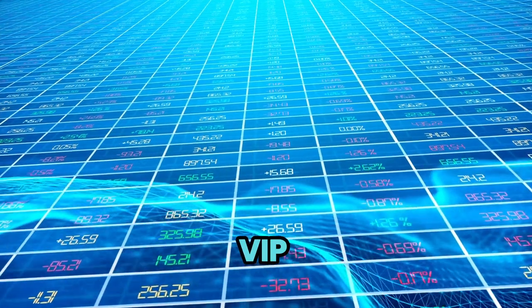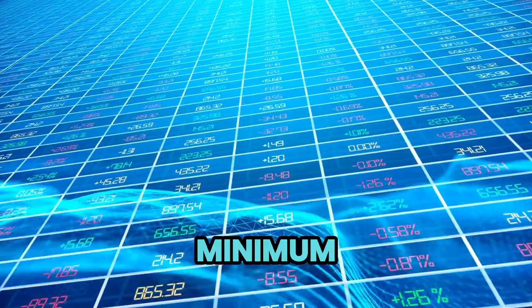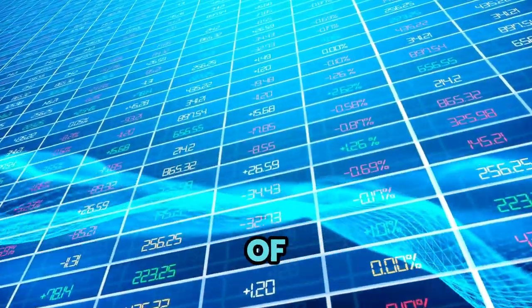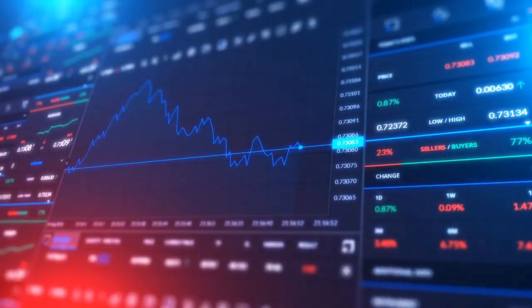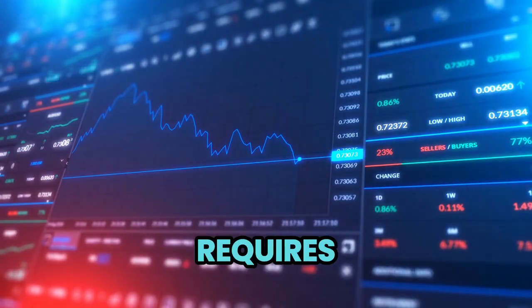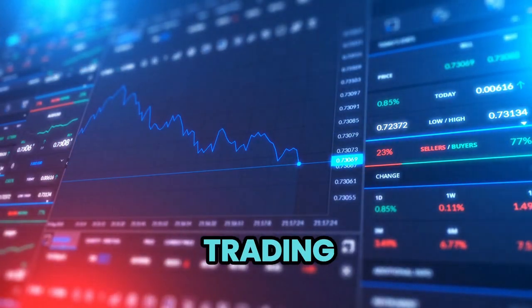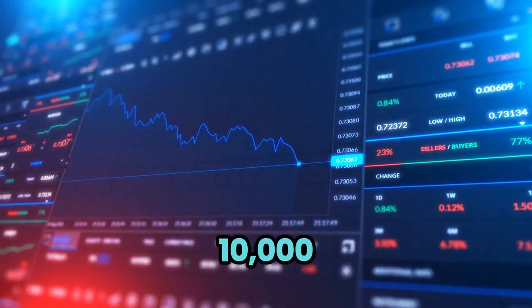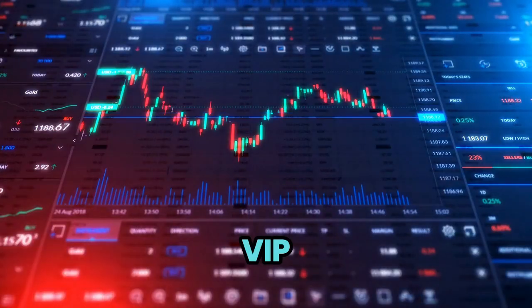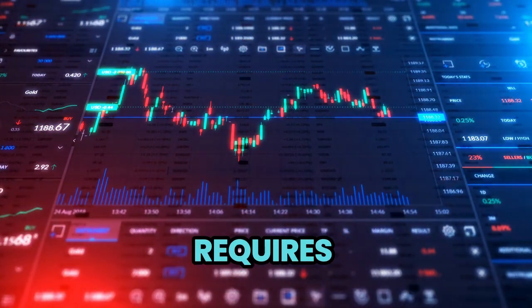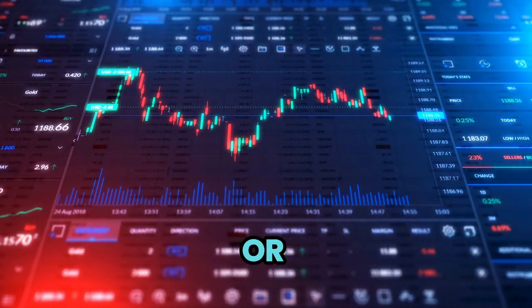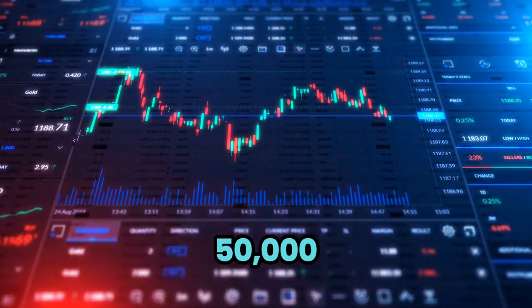Here's a quick look at how you can qualify. VIP 1 requires a minimum 30-day trading volume of 100 BTC or asset balance of 2,000 USD. VIP 2 requires a minimum 30-day trading volume of 450 BTC or asset balance of 10,000 USD. VIP 3 requires a minimum 30-day trading volume of 1,500 BTC or asset balance of 50,000 USD.